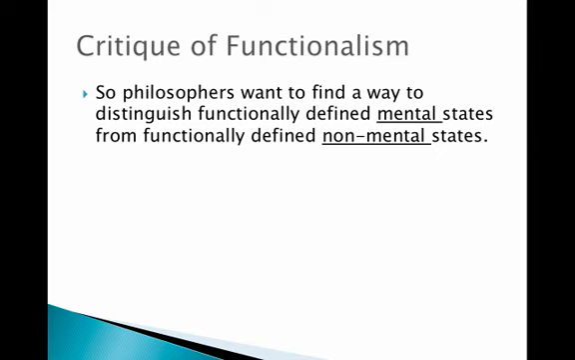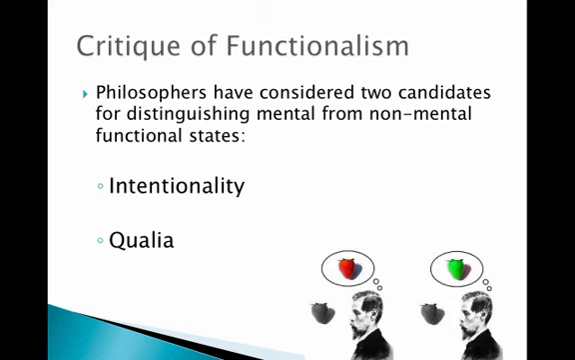So, in this lecture, we're going to look at some attempts to do just that, to come up with a principled way to distinguish between mental and non-mental functionally defined states. And we're going to assess whether or not there is a successful way to accomplish this. So, do philosophers have two candidates then? Two marks of the mental that you would find in mental states, but you won't find in non-mental states. And the question is whether we can do this while still being functionalists. These two features are intentionality and qualia. What do I mean by that? Well, I'm about to get to that.